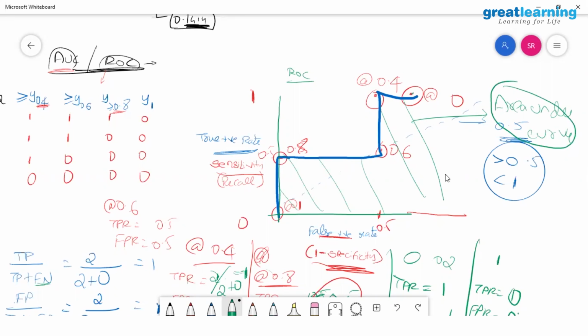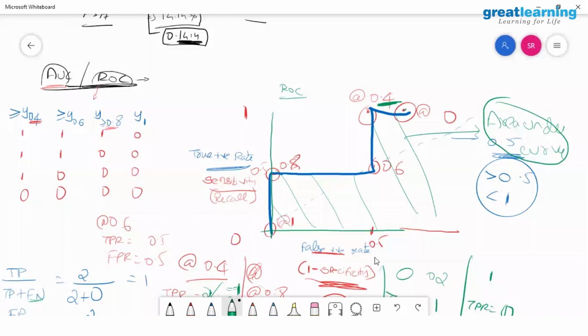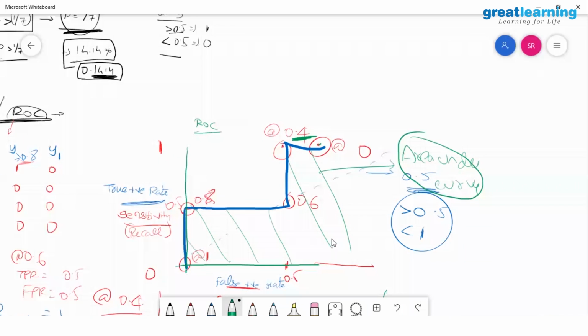Now, what is the right threshold to select? What is the right threshold? Next point. 0.4. 0.4 is the right threshold under what condition? Why do you select it? Why did you say 0.4? 0.4 is right. Why did you say 0.4?